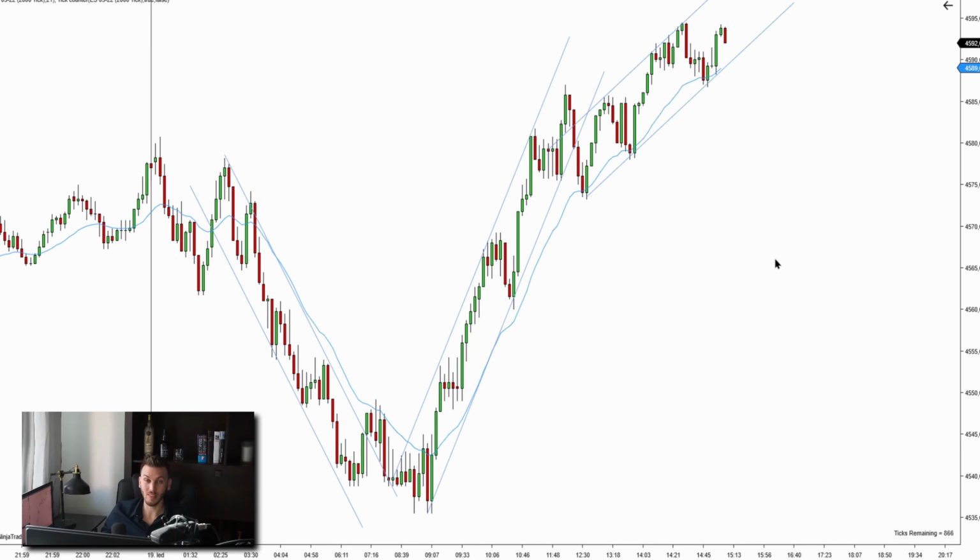Hey guys, we're looking at S&P 500 mini futures, and this is a 2000 tick chart. I'm going to be sharing with you my live trading session today. As we are looking at the chart, we see that the structure is looking quite bullish.